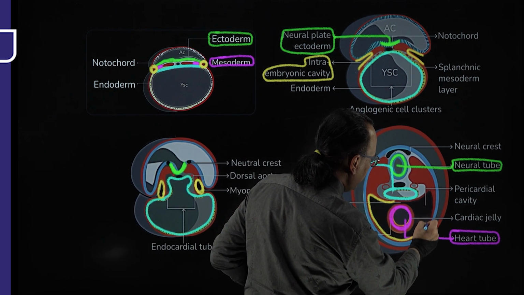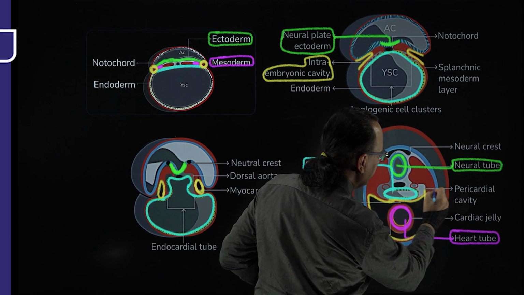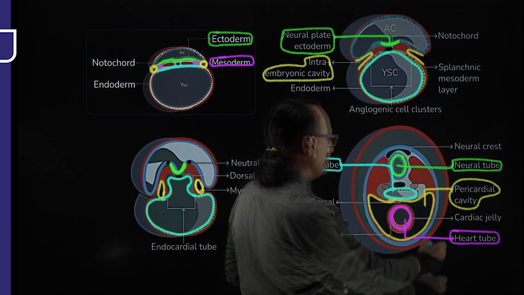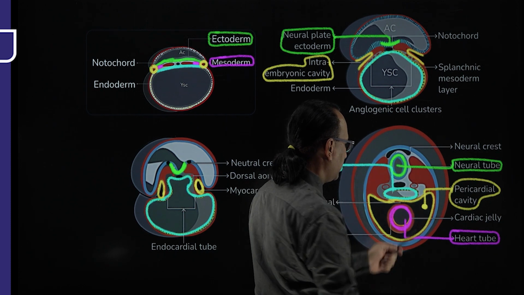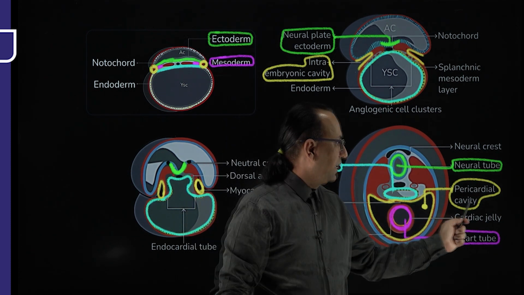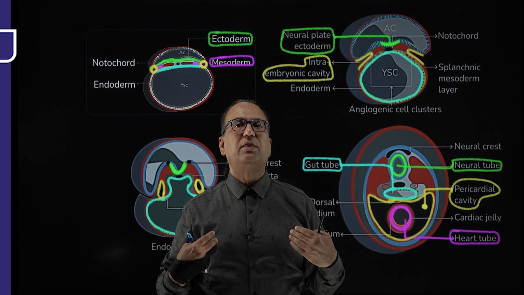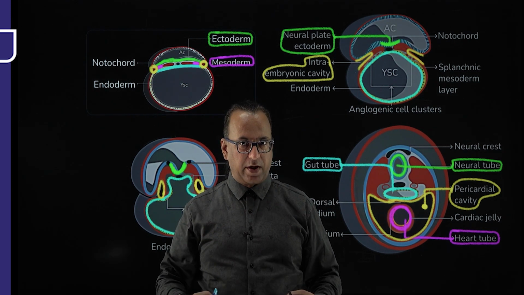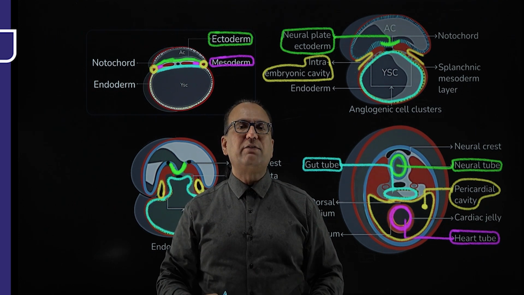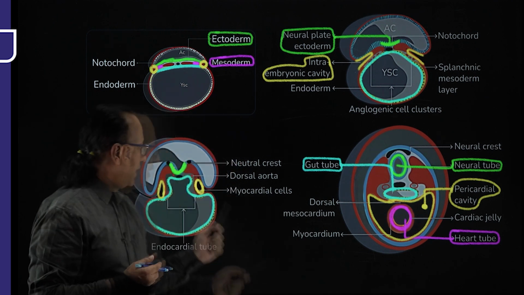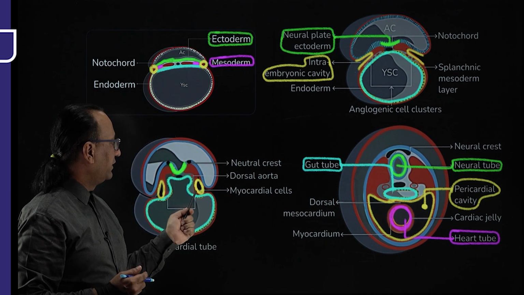So this is the pericardial cavity, which is actually contributed by the intra-embryonic coelomic cavity. If it is around the heart, you will say pericardial cavity. If it is related to the lung, you will say pleural cavity. And if it is related to the abdominal contents, you will say peritoneal cavity. May it be the peritoneal cavity, pleural cavity, or pericardial cavity, they all come from the intra-embryonic coelomic cavity.